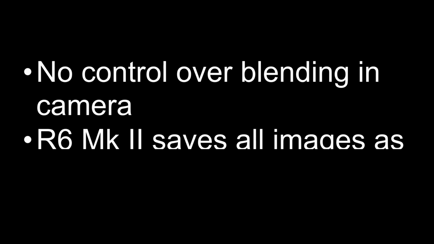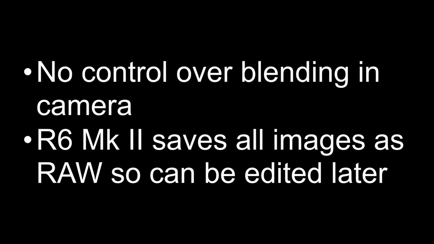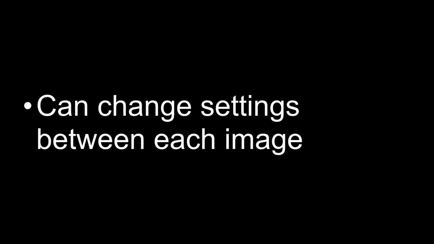Unlike if you were to combine images in Photoshop, you cannot control how they blend together, so no blend modes or opacity sliders. However, with my Canon R6 Mark II, it saves all the images as camera raw so they could be redone in Photoshop or Lightroom. The final blended image is saved as a JPEG. It's possible to change settings between each image, not just shutter and aperture, but also white balance, so you could have a shot using tungsten lighting.